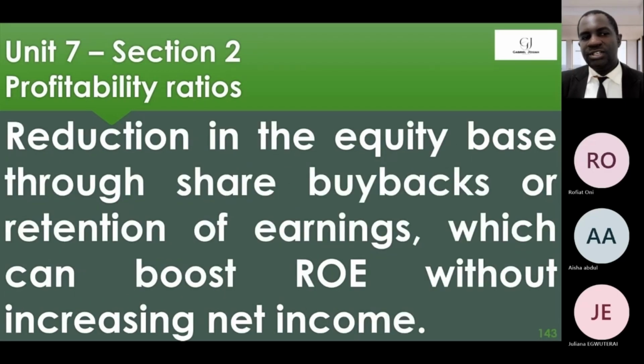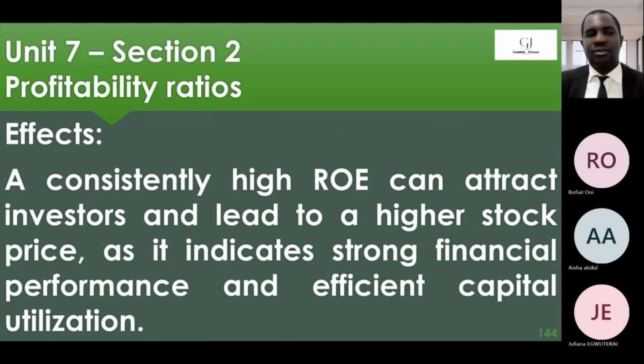Then reduction in the equity base through share buybacks and retention of earnings can also boost return on equity without increasing net income. So where there are share buybacks, the company buys back shares, maybe that have been issued out to other shareholders, maybe in form of a rights issue. So where shares are bought back, it can increase return on capital employed because the denominator has reduced. So these are the reasons for a high return.